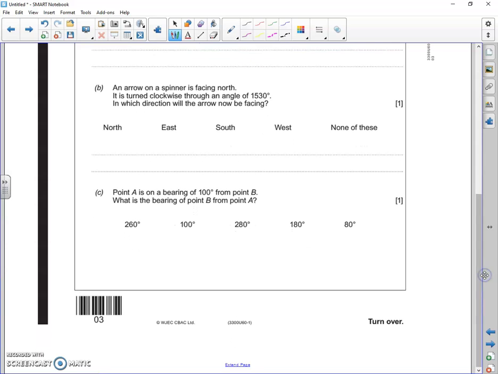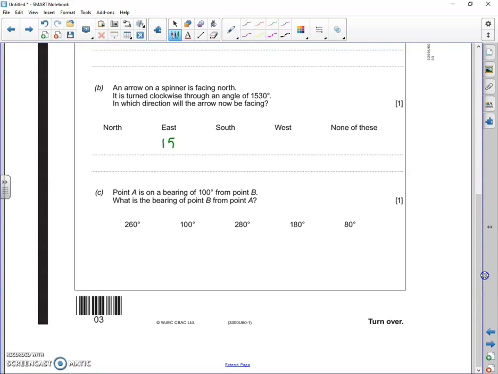Part B. An arrow on a spinner is facing north. It is turned clockwise through an angle of 1,530 degrees. Which arrow will the direction now be facing? So 1,530, that's a lot. That's more than a whole turn.